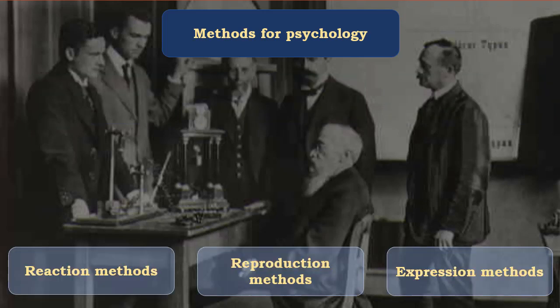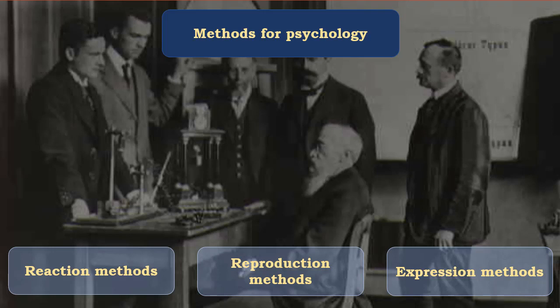So there were a number of methods used by Wundt. Some were called reaction methods, and in those methods there was a presentation of a stimulus or stimuli, and then participants had to provide a response, and that response was measured. The time to respond was measured, and these are the measurements of reaction times. The reproduction methods were about memory, so presentation of some sort of information, and then it had to be reproduced. And then expression methods, participants had to make some judgment about a characteristic of a stimulus.